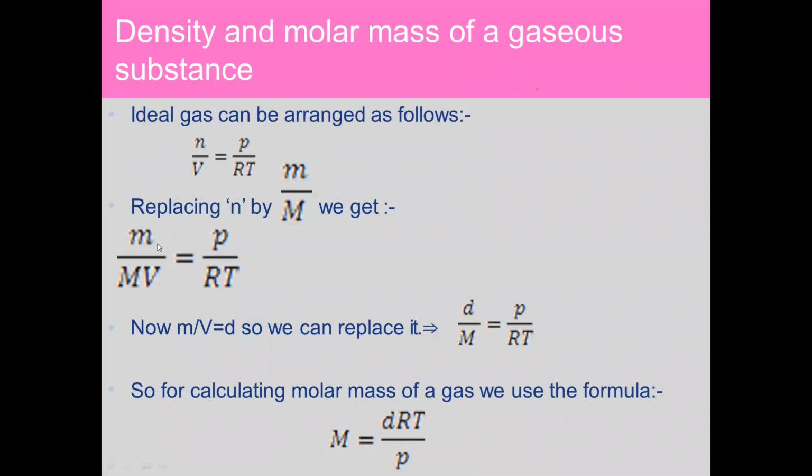Mass upon volume can be written as density. So we can replace it here as d upon capital M is equal to P upon RT. We can again rearrange: capital M is equal to dRT upon P. So this is the relationship between molar mass and density.